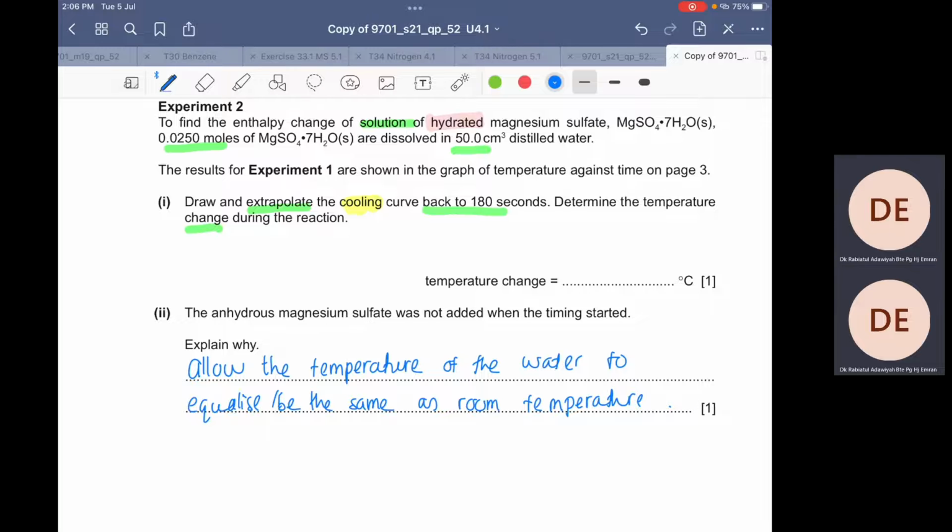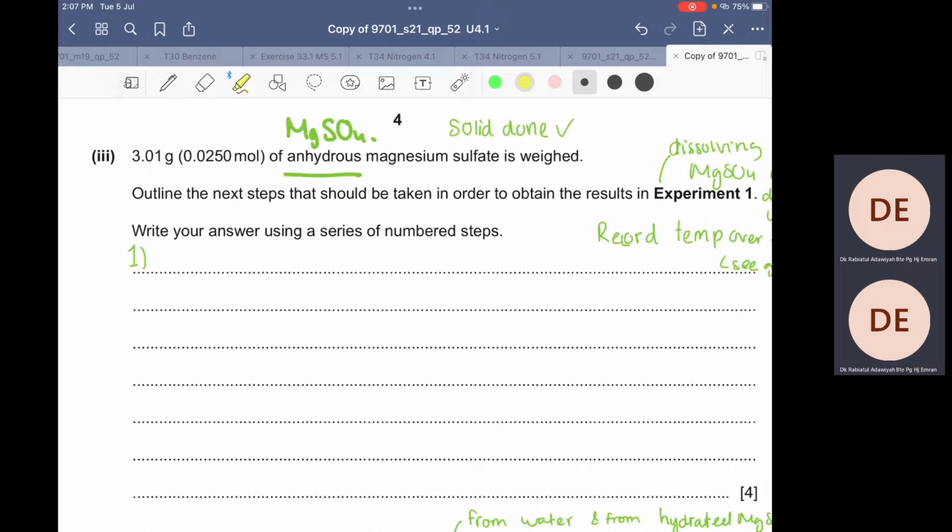Okay. Next question. Outline the next steps that should be taken in order to obtain the results in experiment 1. So they want you to list down the steps that need to be taken so that you can get the results until you are able to plot the graph of temperature against time. Okay, so let's start. The weighing of the solid is done. That's out of the way. Okay, you want to add the water, right? So we start from there.